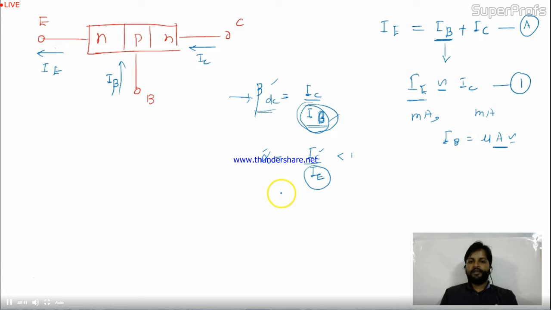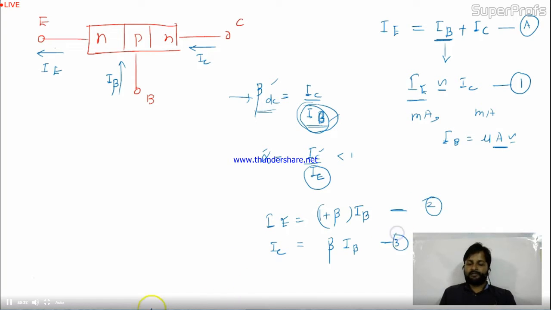Or you have to amplify IB. Is it okay? So there is another formula, and that is IE equal to (1 plus beta) times IB. IE will be 1 plus beta times IB, and by this formula IC will be beta times IB. Is it okay to you people? Let's label these as 2 and 3. IE will be 1 plus beta times IB, and IC will be beta IB.